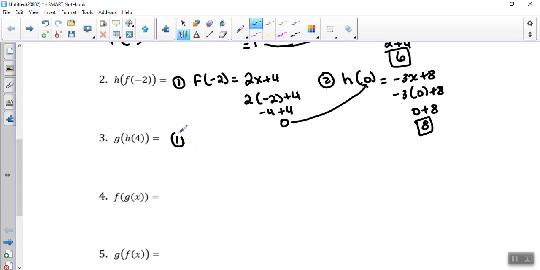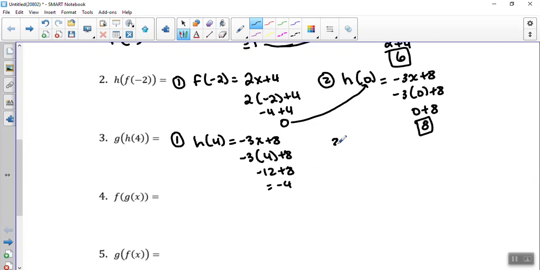So my first step is to do whatever is on the inside here. So we have h of 4. We're going to find that. So the h function is negative 3x plus 8. And then I'm going to plug in 4. So negative 3 times 4 is negative 12 plus 8. And then this is equal to negative 4.